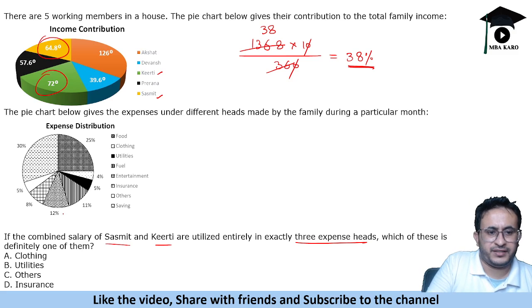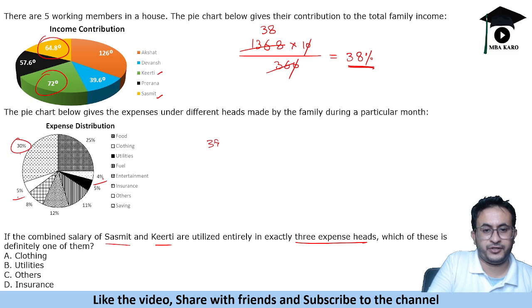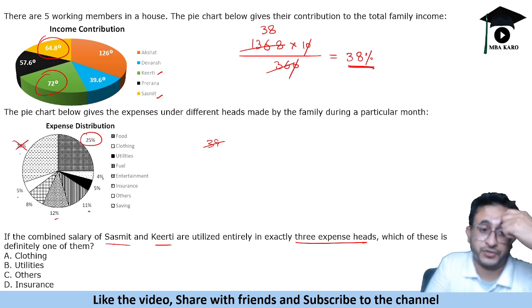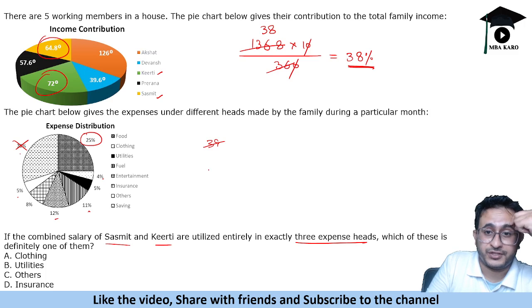So we will see, if you take these two, we cannot make 38. So we will have to use a larger number. So if we take 30 plus 5 plus 4, that becomes 39. Okay, so we cannot use 30 like this. So we have to use 25. We cannot use 30. We cannot use these two. So we will have to use 25. Right, so you have to make 38.